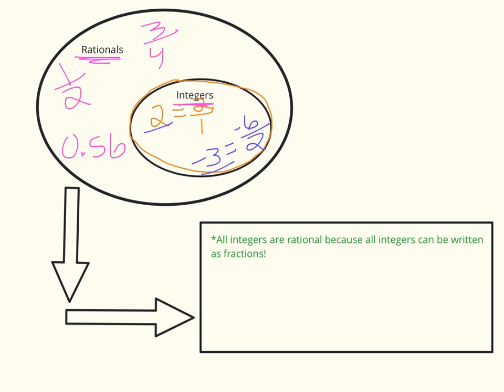So I want you to write this down. It says all integers are rational because all integers can be written as fractions. But it doesn't go both ways. Not all rationals are integers because decimals are not whole numbers. So I definitely want you to write those phrases down. Understand the difference between a rational number and an integer.